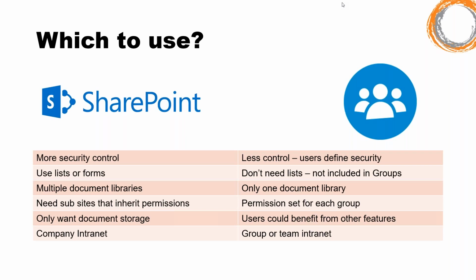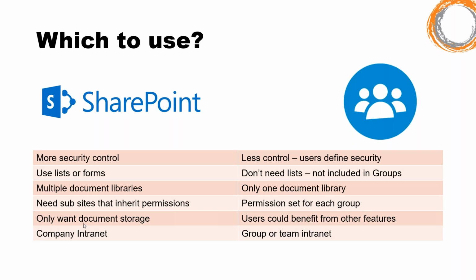Lists or forms, they don't happen within groups, but they do when the two start merging. So if you need lists, they're not included in groups at the moment. Multiple document libraries: a lot of organizations have multiple document libraries. Again, SharePoint will allow you to do that within one team site, whereas with groups, it's one document library. Yes, you can share document libraries into other team sites.